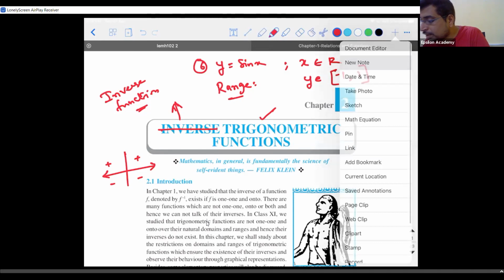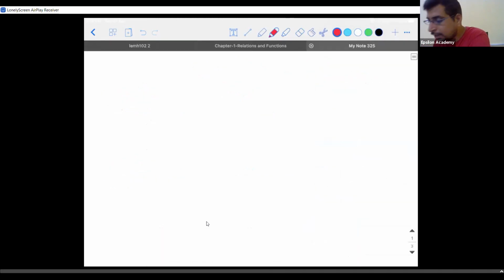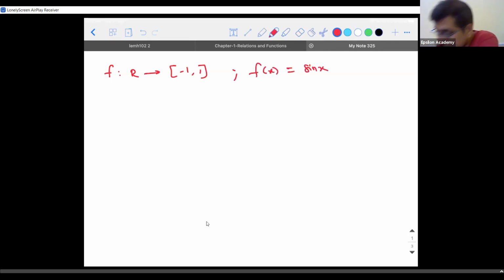If I have to write in a more matured way, I will write there is a function f defined from real numbers to -1, 1, where f of x is sin x. Sin x is defined, right? Am I right? Yes, sir.